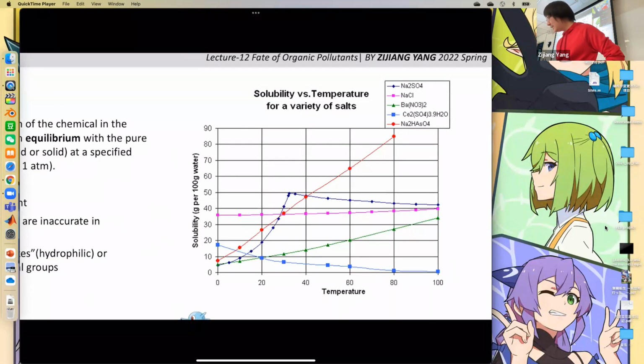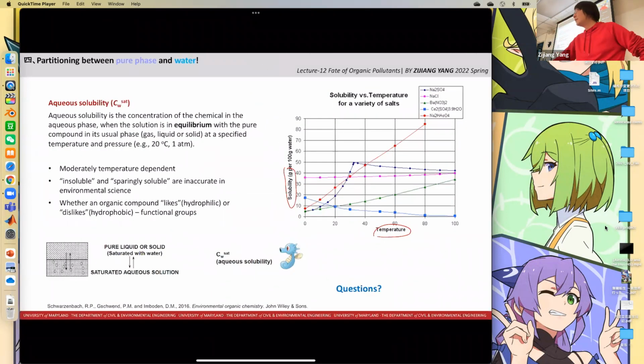So basically, we can see that for some of the chemicals, this is solubility and this is temperature. We can see the solubility increases with temperature, but for some chemicals, the solubility decreases with temperature. And for some of them, it is a little bit different. So I would say temperature will influence solubility, but the influence is not quite certain. So for this one, do you guys have any questions?